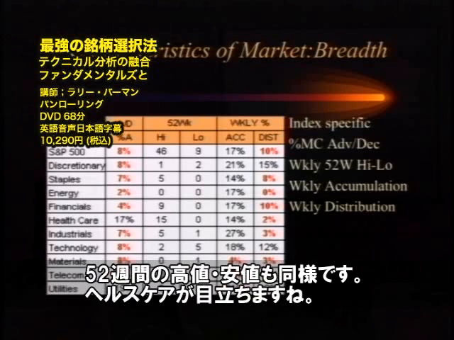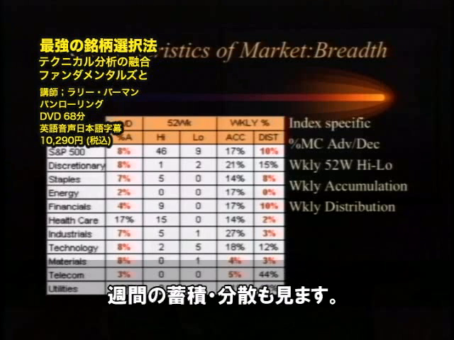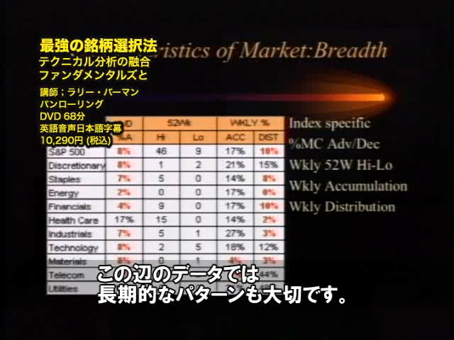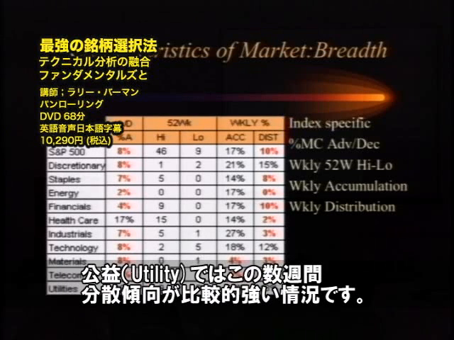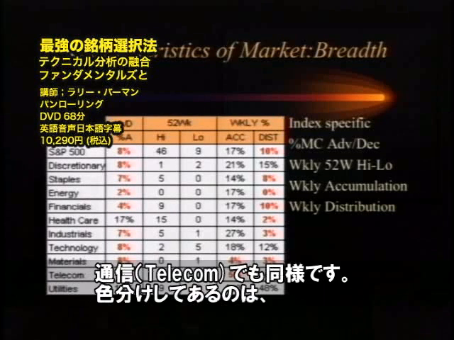Number of stocks making new 52-week highs relative to lows. We can see healthcare was a standout leader. Accumulation distribution in the past week: what percentage of market cap rallied on higher volume versus distribution, what percentage of market cap was declining on higher volume. We can pick up patterns here, and we can track these things and plot them over time. You can see here utilities in the past week and a half, 2 weeks, very strong distribution characteristics relative to some of the other groups.